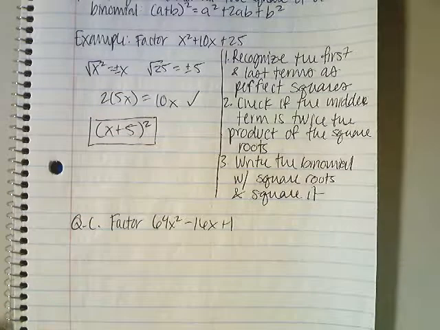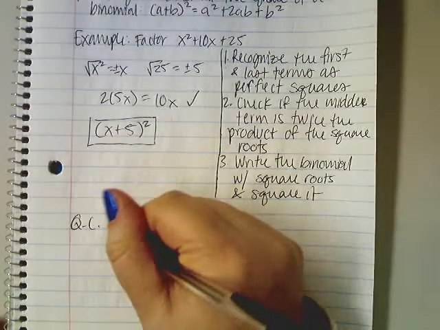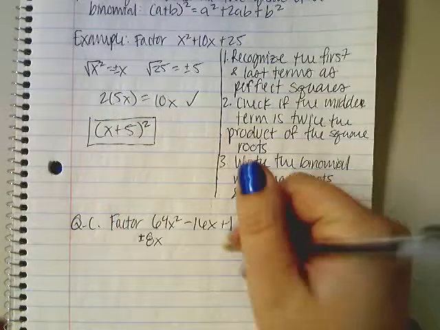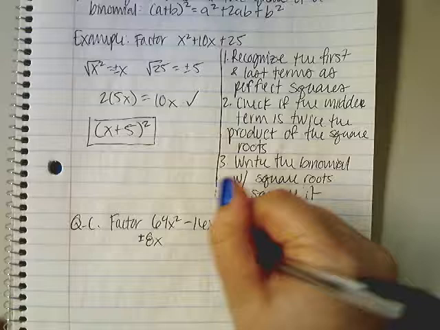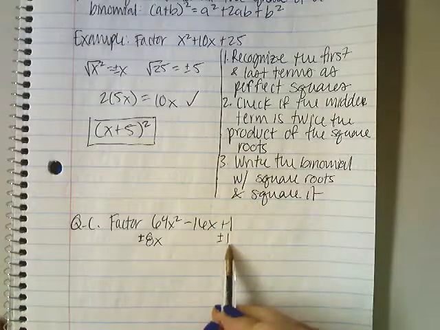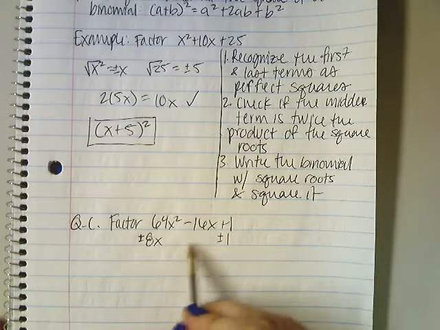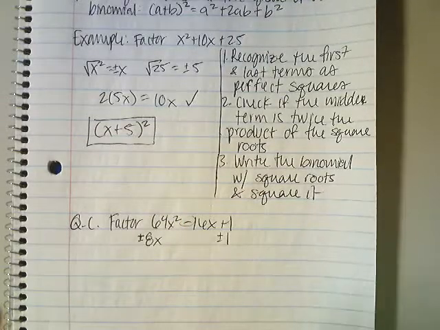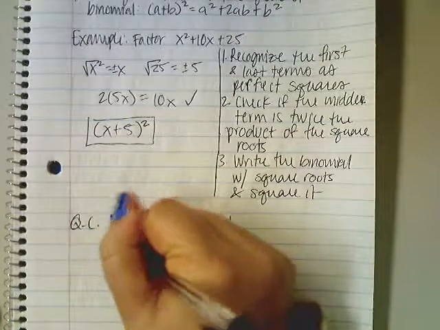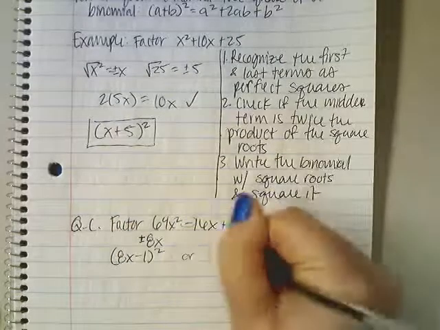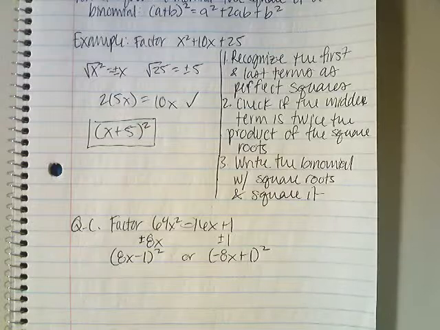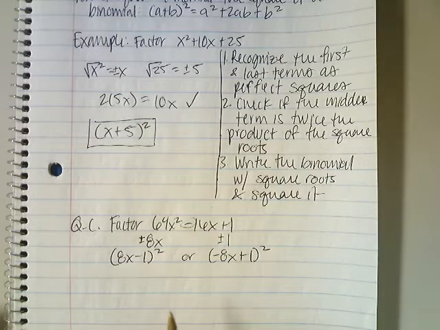So I recognize that the square root of 64x squared is going to be 8x, or plus or minus 8x. I recognize the square root of 1 is plus or minus 1. 2 times 8 times 1 is indeed 16, but since this is negative, I know I'm going to have a negative sign on one of these. So I could write it as either (8x - 1) squared or (-8x + 1) squared. Both of those would end up working out.